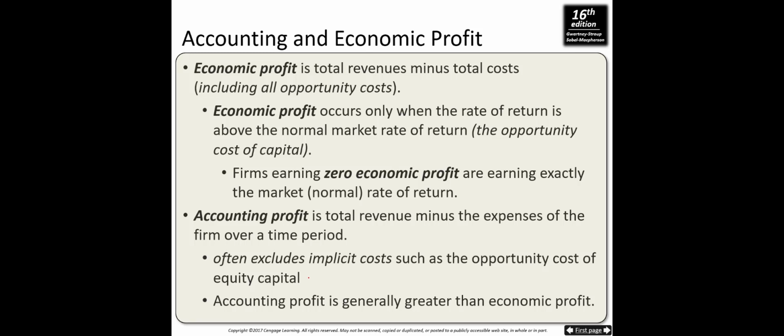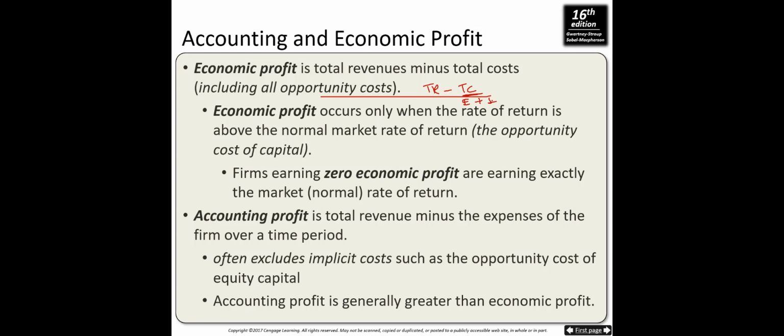So what is economic profit? Economic profit is total revenue minus total cost. But remember, total cost includes not only explicit, but also implicit costs. Economic profit occurs only when the rate of return is above the normal market rate of return.